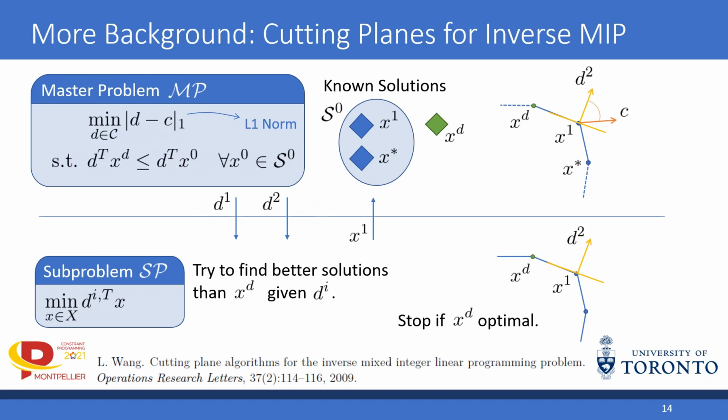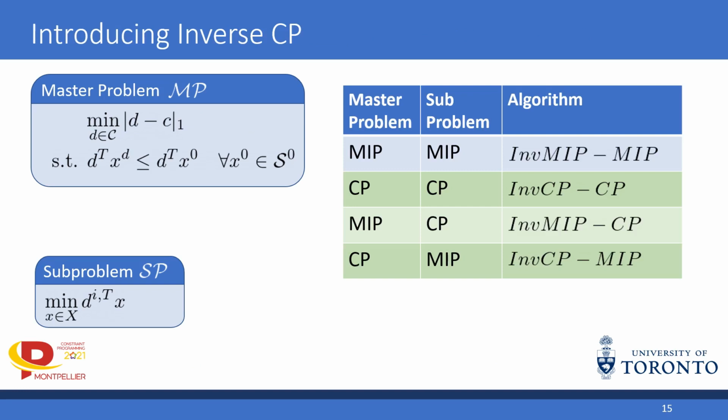So the form of the master problem is to minimize the change in objective vectors, and we have a linear constraint for each of the known solutions in S0, requiring that xd be no worse than this solution. So in the past, both of these problems have been defined with MIP, but there's nothing stopping us from defining them with CP. And so if we do this, this gives us what we call inverse CP. Alternatively, we can define one of the problems with MIP and the other with CP, and this would give us two MIP-CP hybrids.